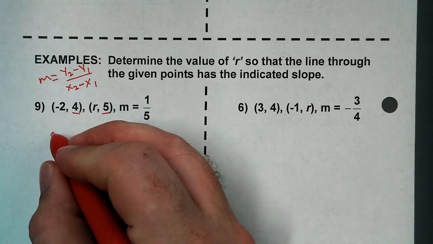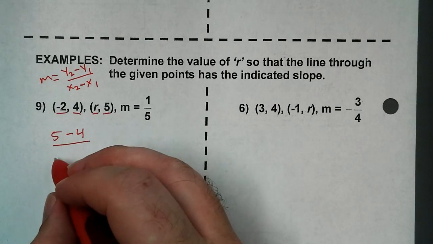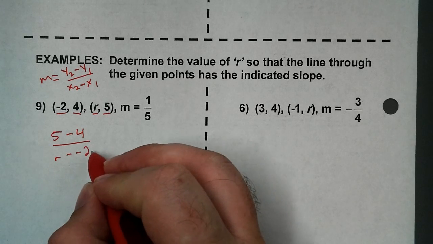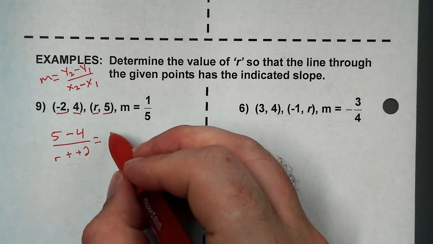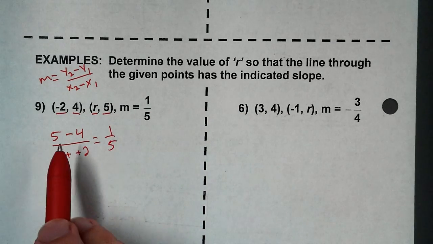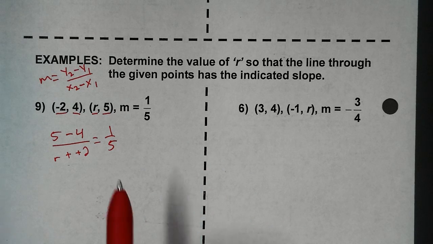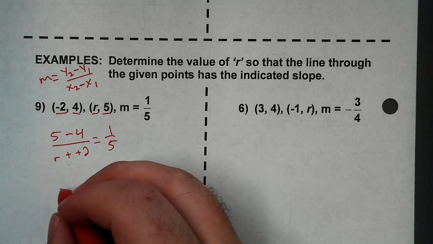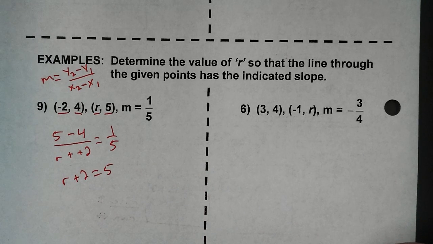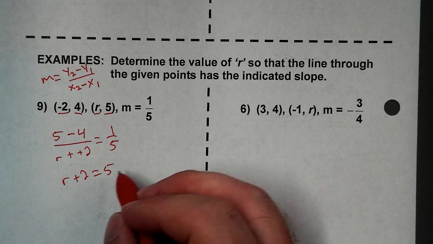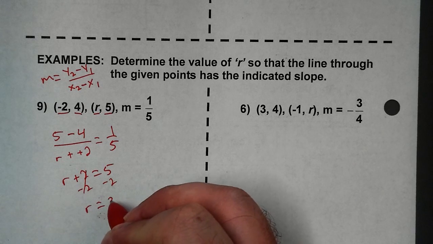5 minus 4 over r minus negative 2, which is the same as r plus 2. And it should equal 1 over 5. Well, I know 5 minus 4 is 1, so that part's already done. But some number r plus 2 equals 5. And now all we have to do is solve the equation. How do I get r by itself? Subtract 2. r is equal to 3.